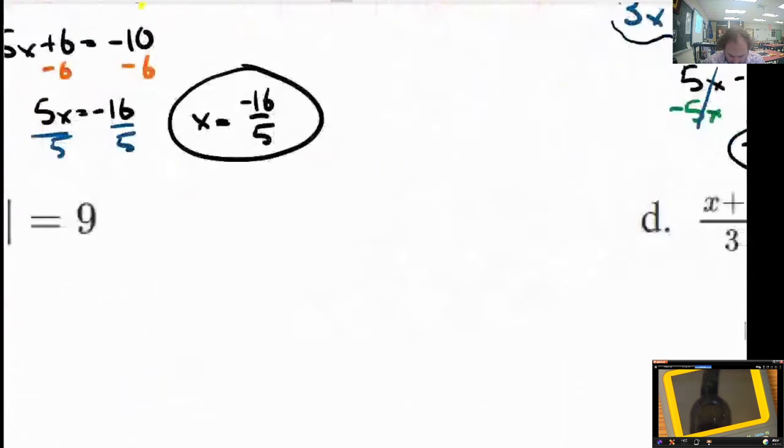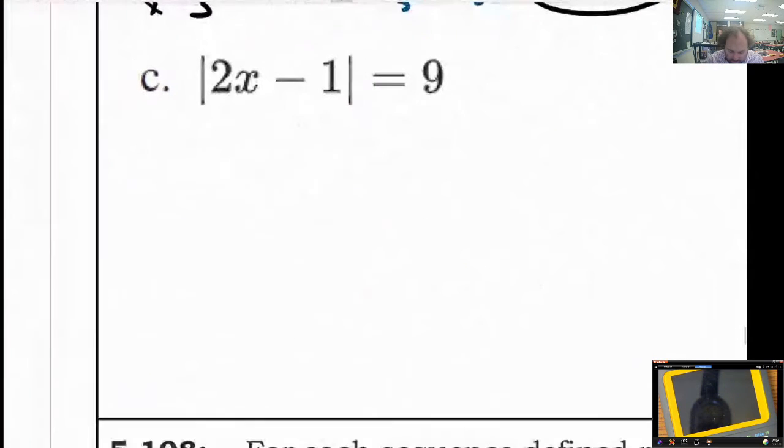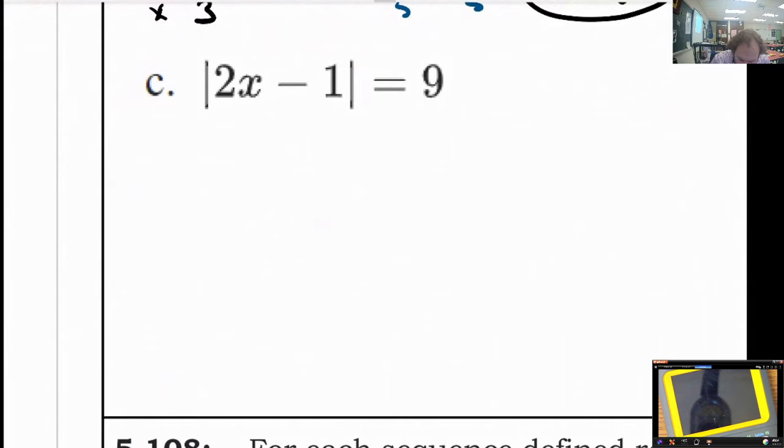Let's look at question C, where we have an absolute value problem. What you got to remember about absolute value problems is that 2x minus 1 is an operation that you're going to take the absolute value of. Now, this could equal negative 9 or positive 9, and either way, the absolute value of that would be positive 9. So we need to solve two equations.